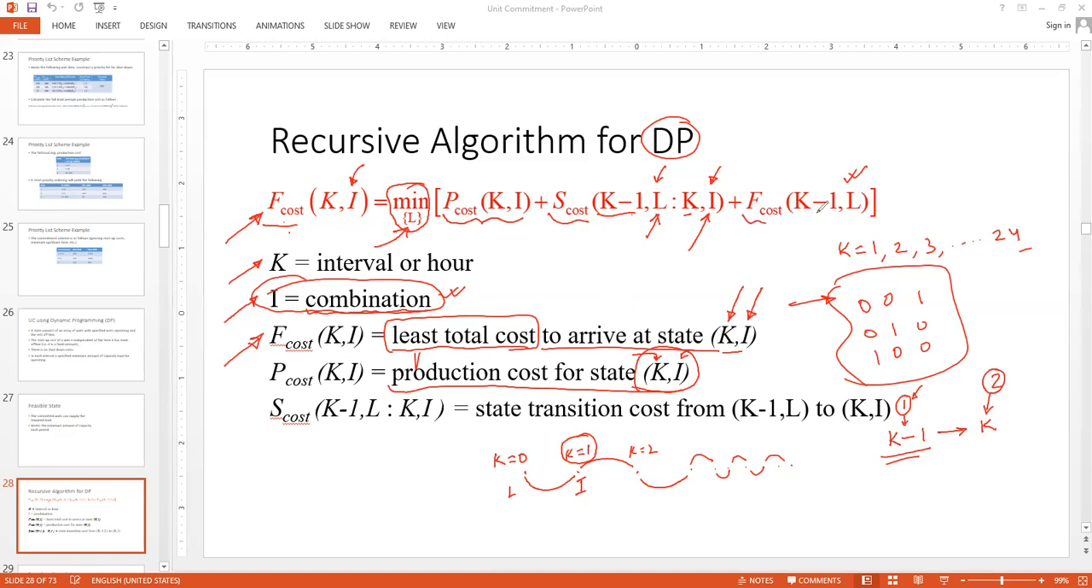So the F cost k minus 1, L is simply the F cost at the previous interval k minus 1 with combination L. So the state transition is from k minus 1 to k, and from L to I. For this, how much cost will there be for doing this? That is S cost, the transition cost.